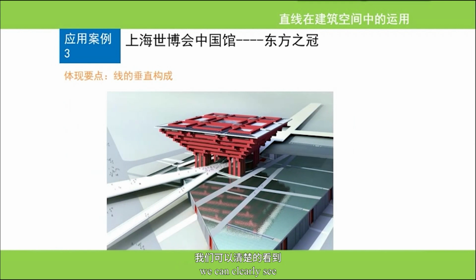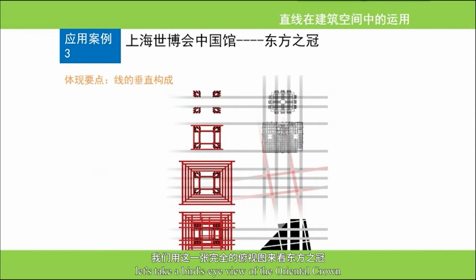Through this case, we can clearly see how the Oriental Crown utilized vertical lines in its top, sides, and supporting base. Next, let's take a bird's eye view of the Oriental Crown to observe how lines are utilized. Here, it's evident that multiple vertical composition techniques are used, including gradient variations in verticality, which encapsulate the solemn and stable feel of the Oriental Crown.